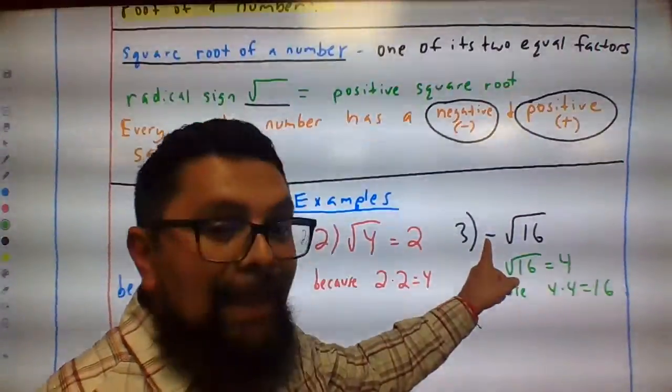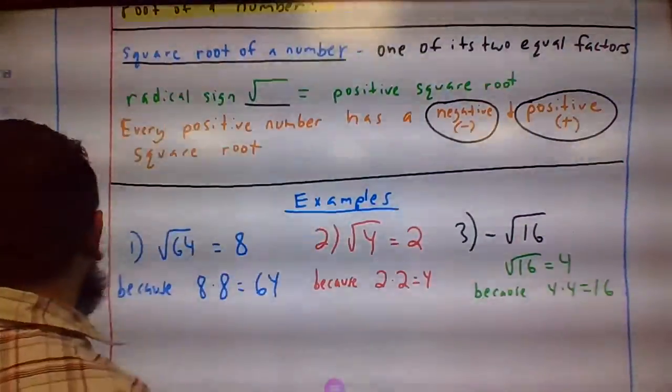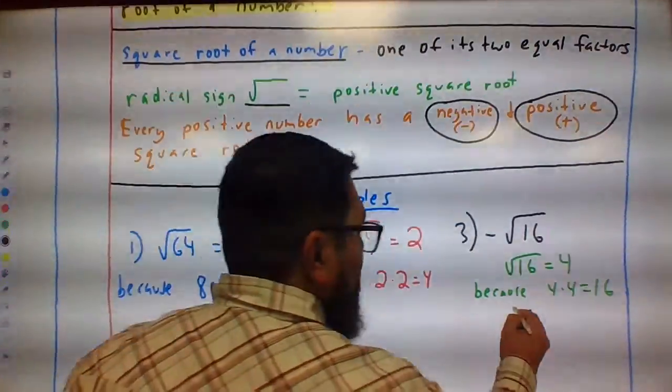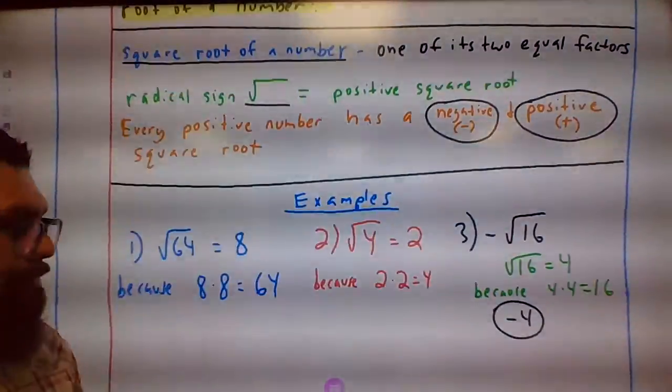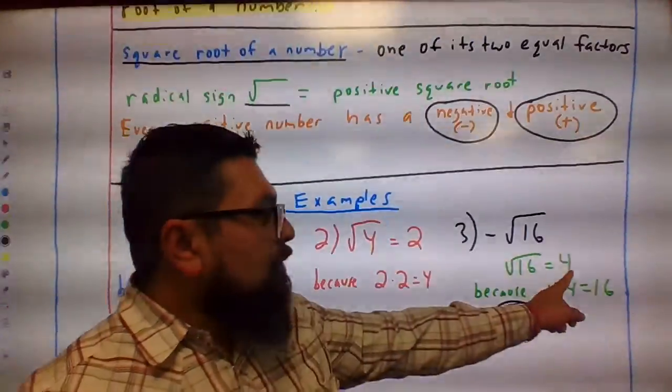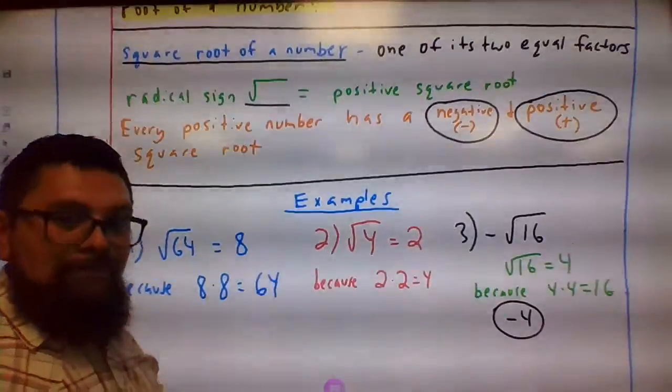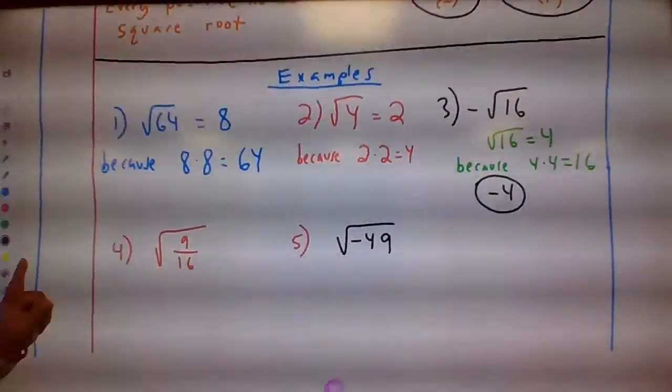Now, let's not forget the negative. Let's bring the negative back. So negative 4 is your answer. It's not just 4, it's negative 4 because we brought it back. Don't forget it. Okay? All right, let's go on to number 4.